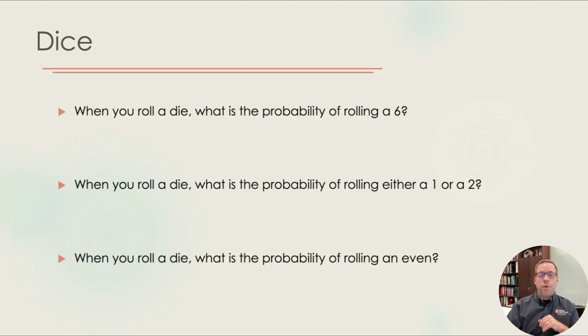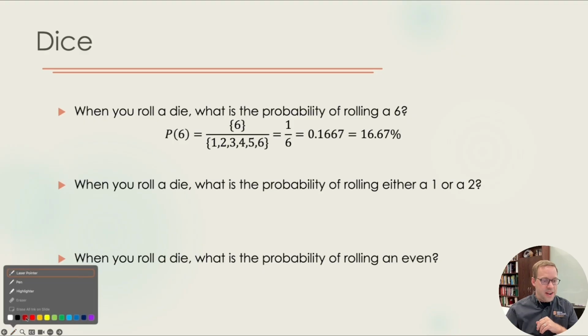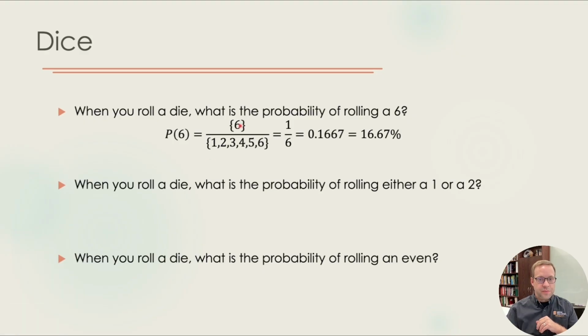All right, what's the probability of rolling a 6? Well, how many ways can you roll a 6 with one die? Well, there's only one way. You roll it and you get a 6. Okay, so the successful outcomes would be rolling a 6. And that's indicated here in the numerator.